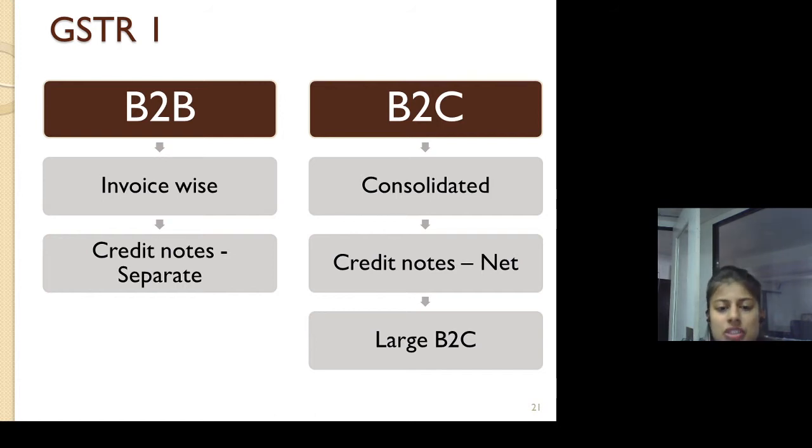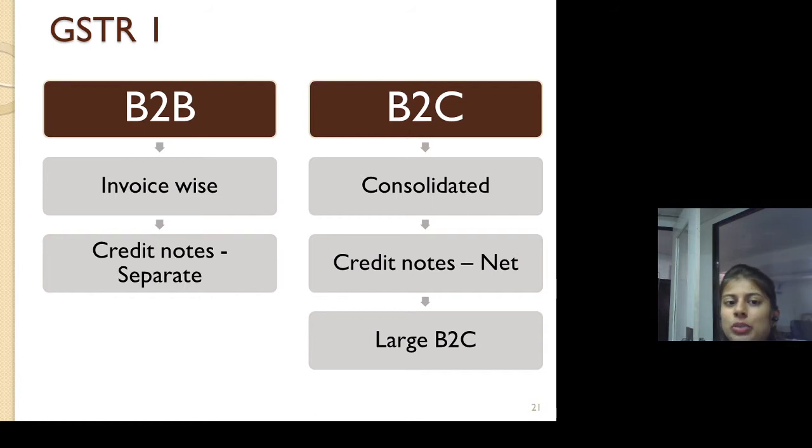Now for B2B, there is detail required, as in I have to give every invoice's details in the B2B column, and for that I also have an option to give a credit. I made a comparison here of B2B and B2C. I'll tell you what it is. B2B is invoice-wise and B2C is consolidated.